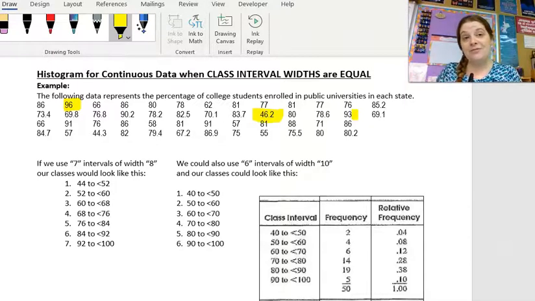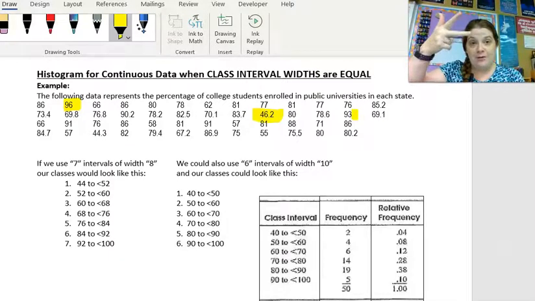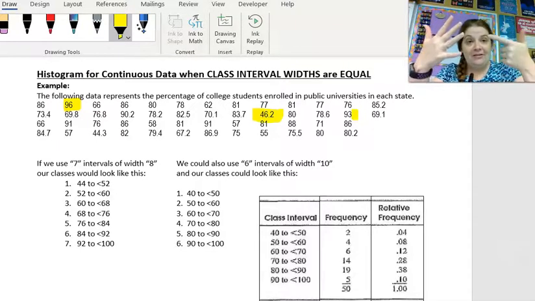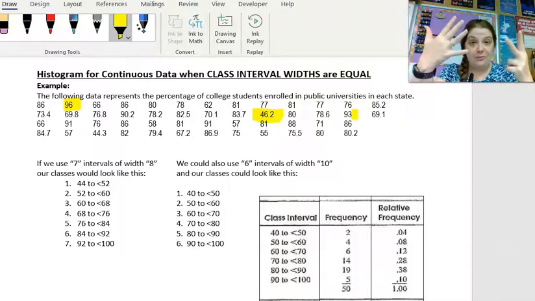Unless you're told specifically how to make it, you just need to make sure that your class interval width is the same. So for example, we could use 7 intervals that were 8 units wide: 44, 45, 46, 47, 48, 49, 50, 51. That would be the numbers from 44 to 51.